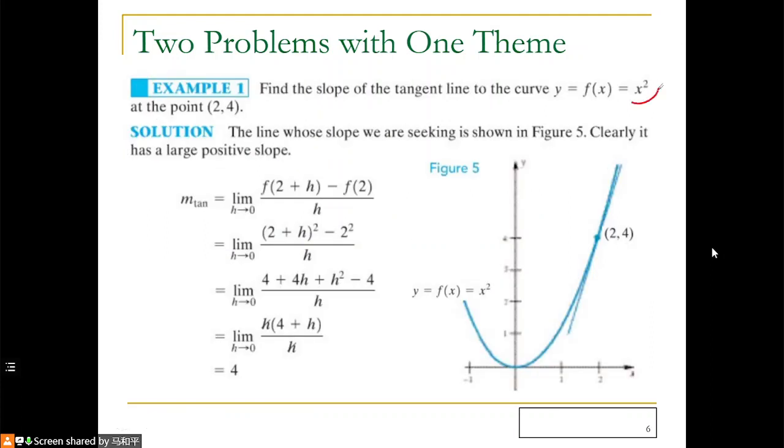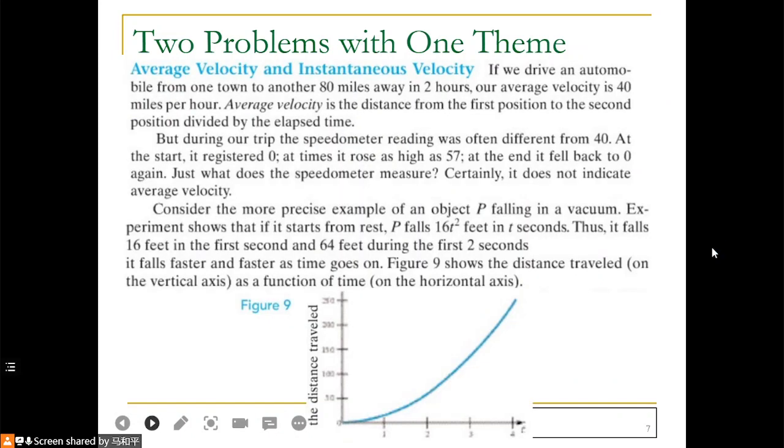This is y equals x squared at (2, 4). We calculated the slope, right? The slope is 4. Do you remember? Right, the slope is 4. And then we have another problem. This is the average velocity and instantaneous velocity.